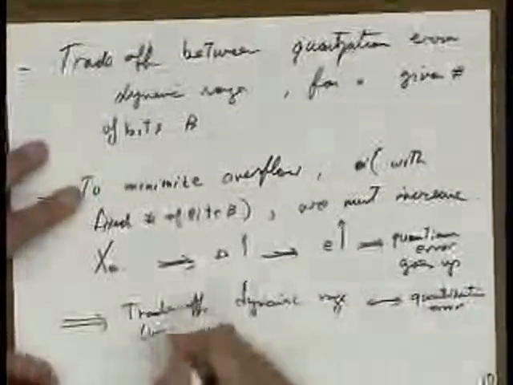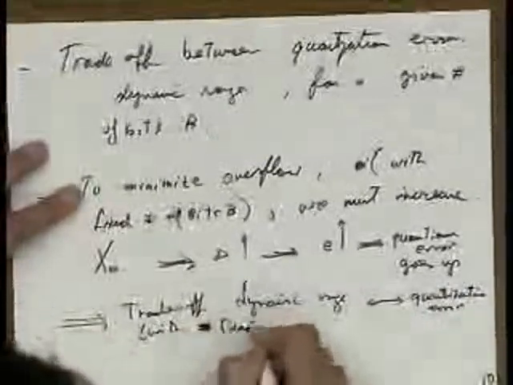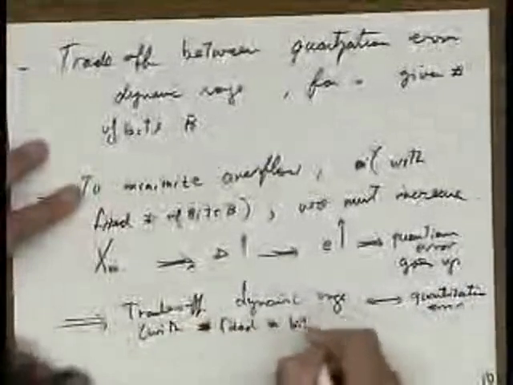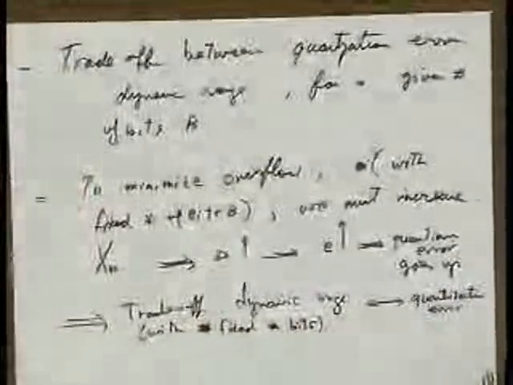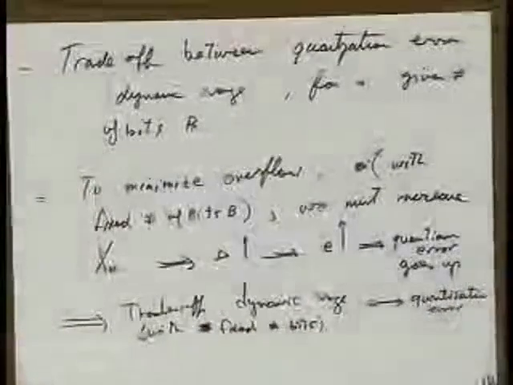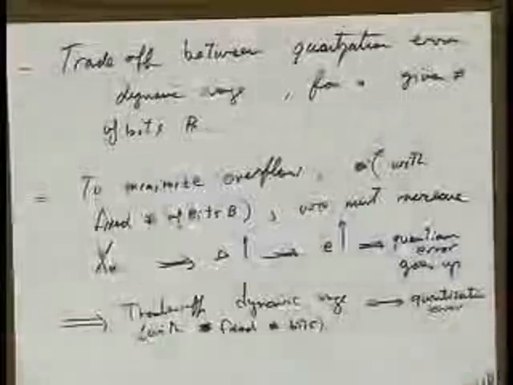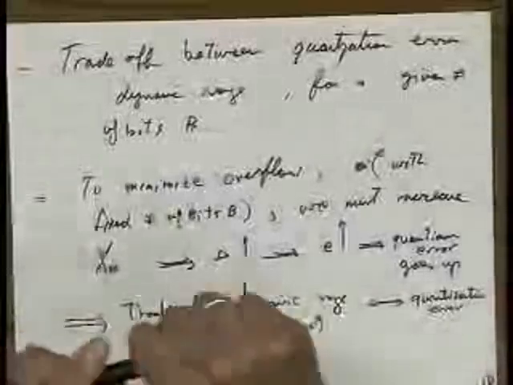Again, this is all with a fixed number of bits. The only way to get around that, to improve that trade-off, is to jack up more bits. But the more bits you have, the more hardware inefficient you become.